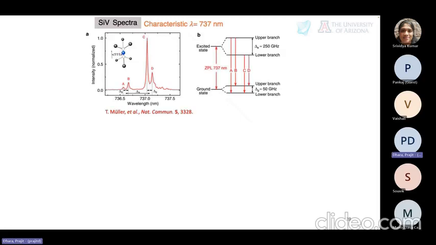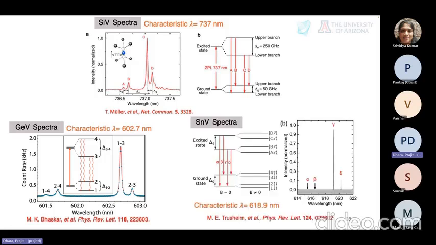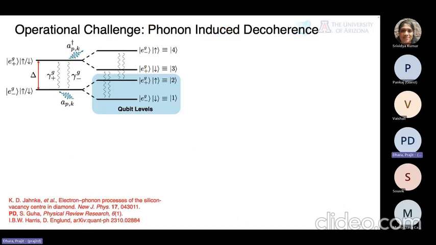Yeah, so for the different species, people have done experiments over the years. Silicon vacancies have a characteristic wavelength of 737 nanometers. Germanium has something like 602, and tin has a characteristic equivalent of 618.9, and each of them are very good because they're very close to one another. So I've been told by experimentalists that you can find good tunable lasers in this range, so they're handy to do experiments with. But they are operationally challenging to work with because of something known as phonon-induced decoherence, which plagues systems like this where the separation here is matched to the thermal phonon bath.